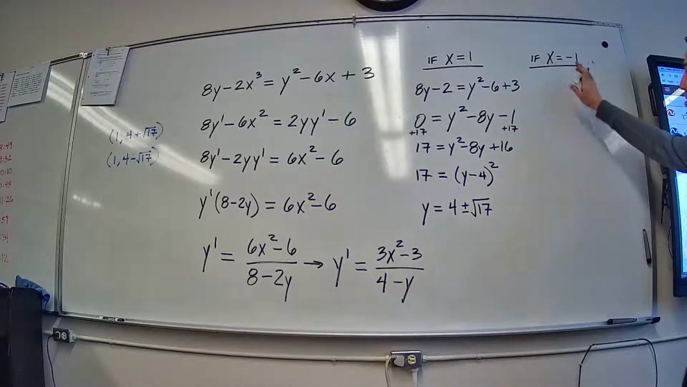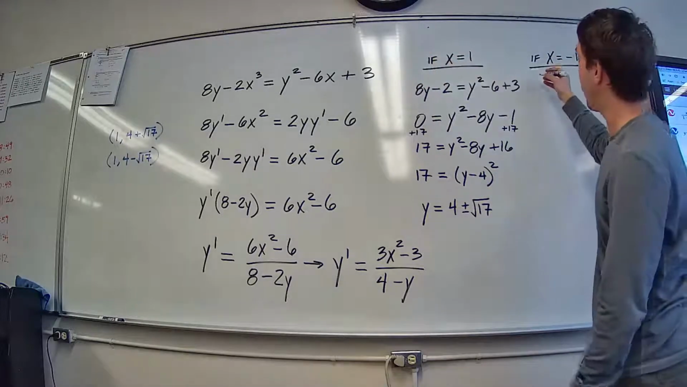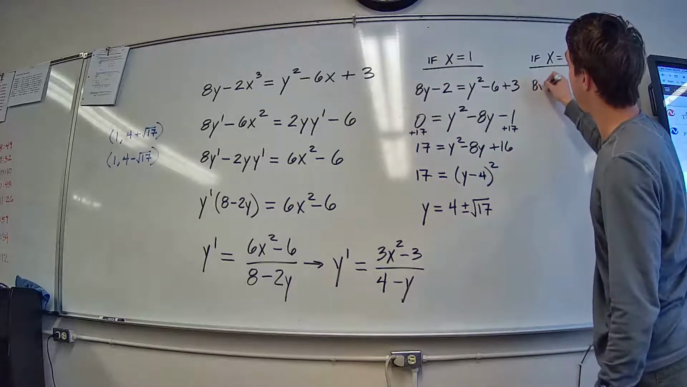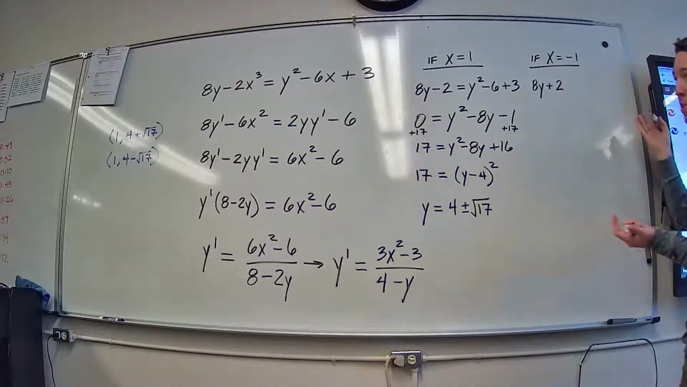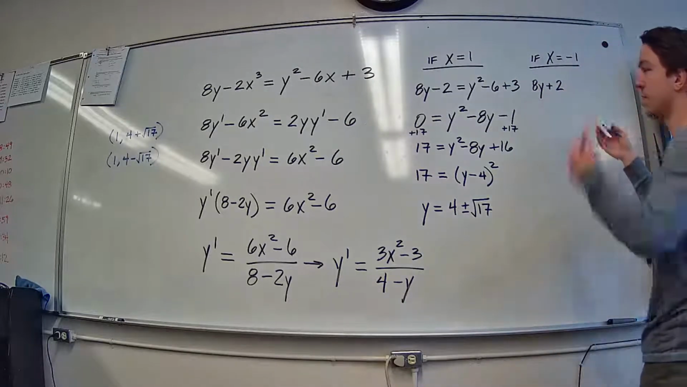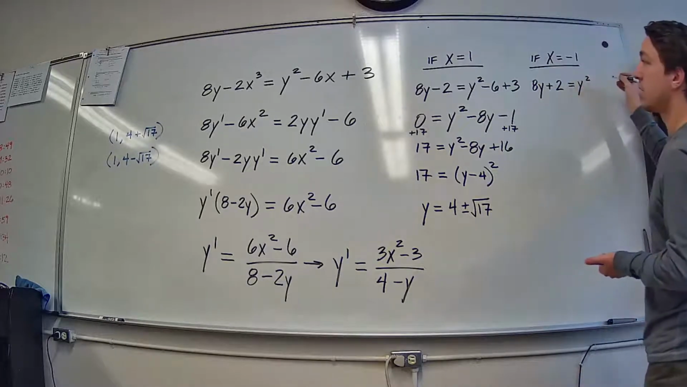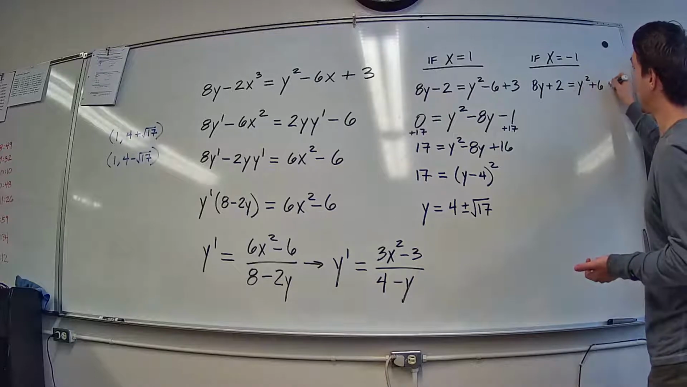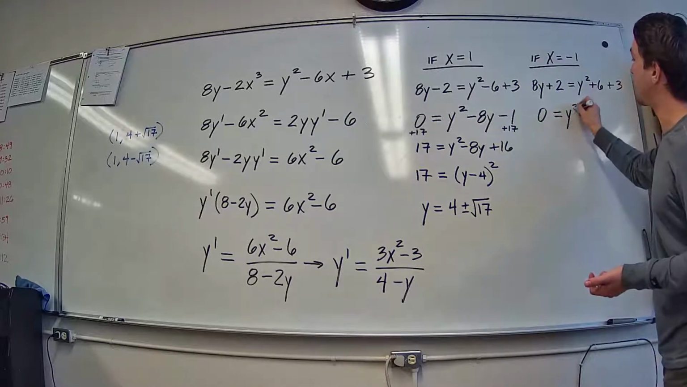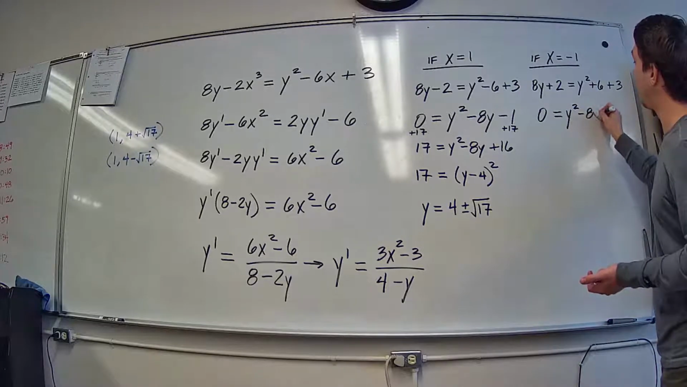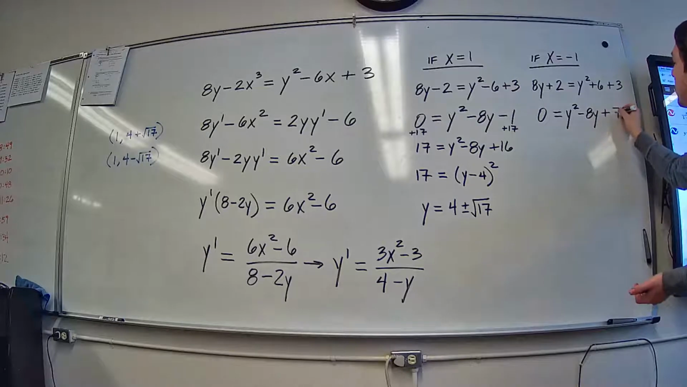Then you do it again for this. So let's say x is -1. So now my equation, I plug -1 in instead. I have 8y plus 2. Does everyone understand why it's plus 2 now? Because -1 cubed is -1. Equals y squared plus 6 plus 3. So now this all works out to y squared minus 8y plus 9. Now it's a 7.